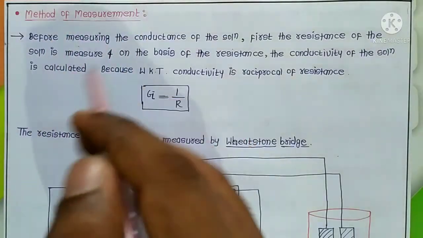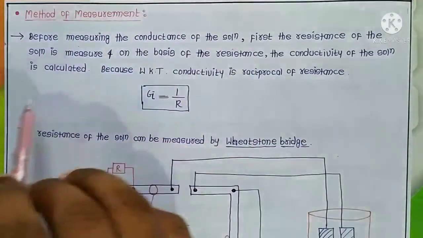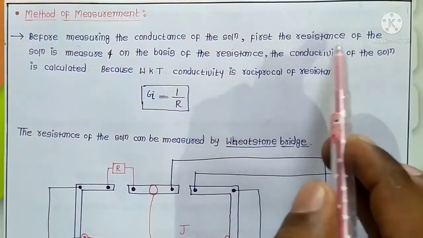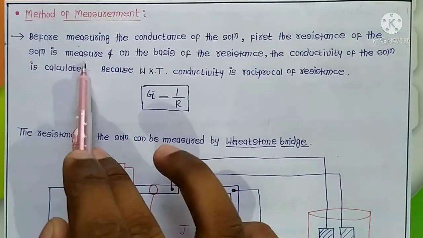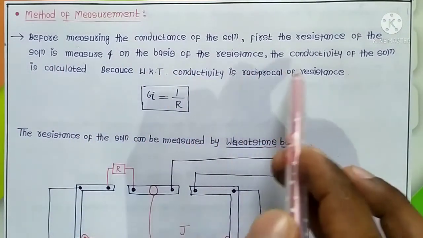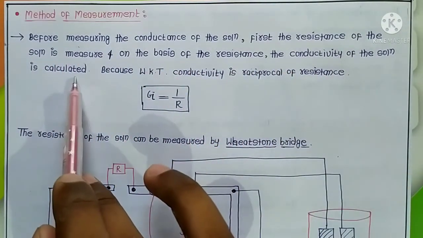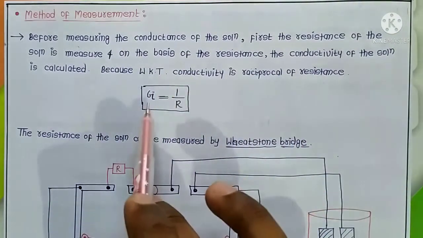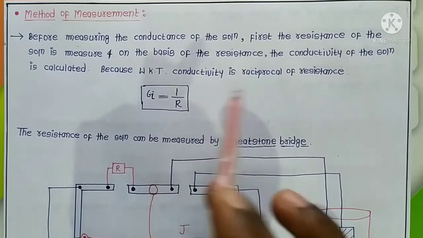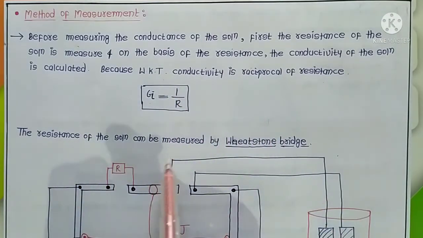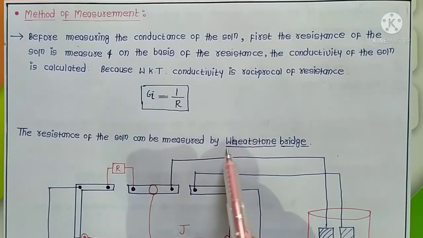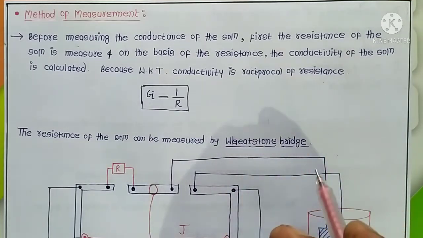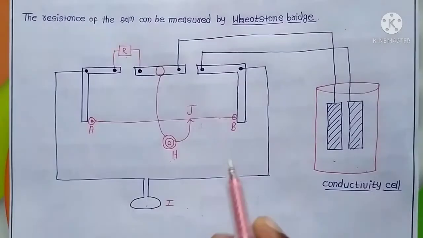Now the method of measuring the conductivity of the solution. Before measuring the conductance of the solution, first we have to measure the resistance of the solution. On the basis of resistance, the conductivity of the solution is calculated, because we know that conductivity is the reciprocal of resistance, which is given by G = 1/R. Now the resistance of the solution can be measured by using a special instrument called a Wheatstone bridge. Now let's understand how we can measure the resistance of the solution.